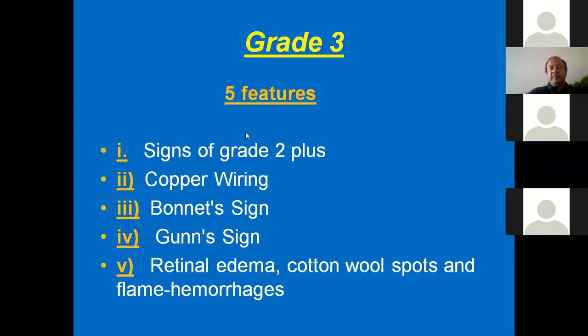Grade 3. There are 5 features of grade 3. Number 1, signs of all grade 2. Then copper wiring of arteries, Bonnet sign, Gunn sign, and retinal edema, cotton wool spots, and flame hemorrhages. These are the 5 features of grade 3. Now take one by one.